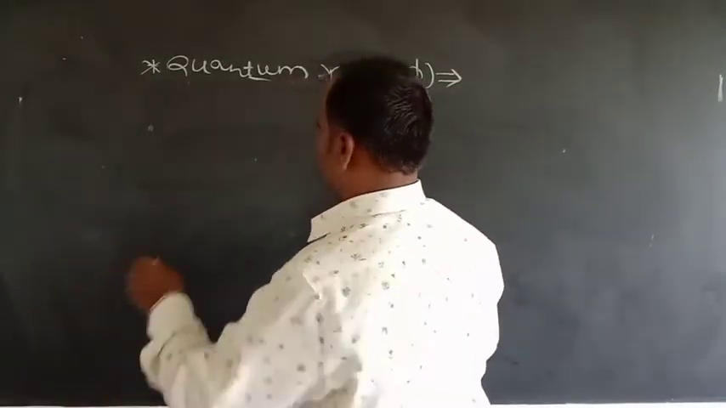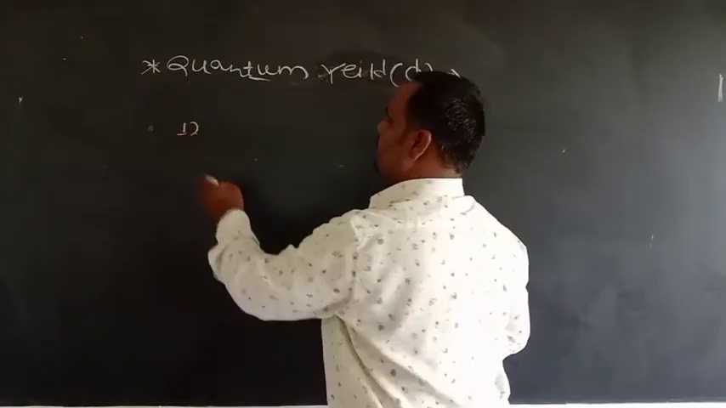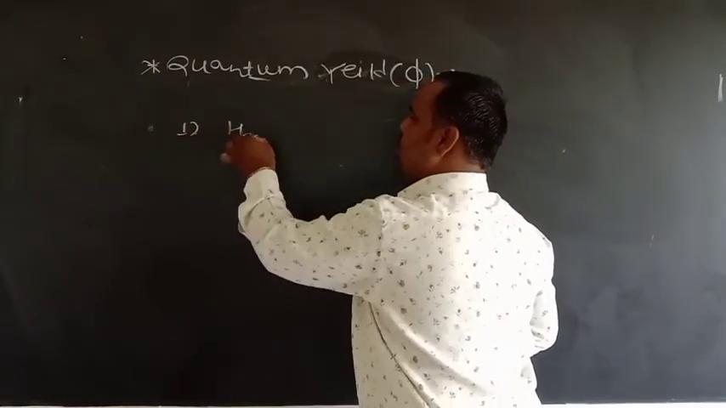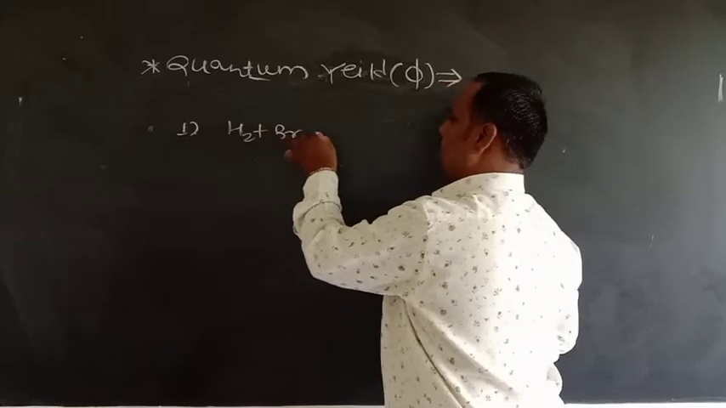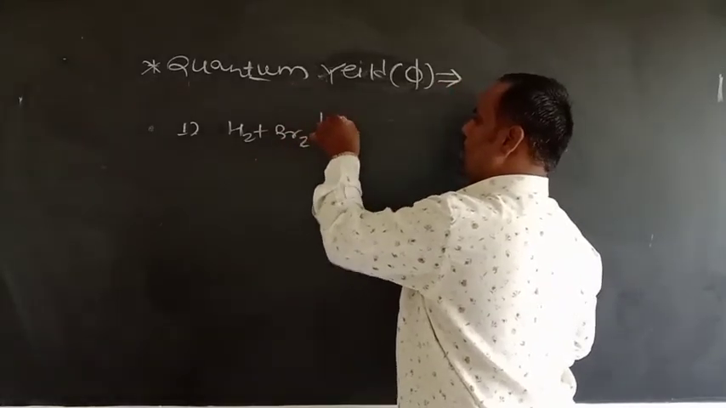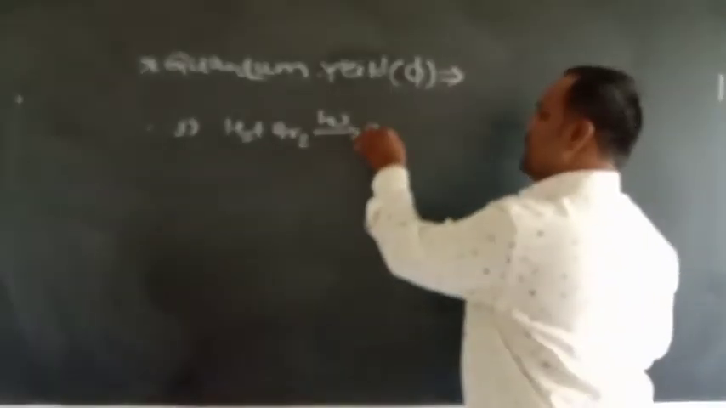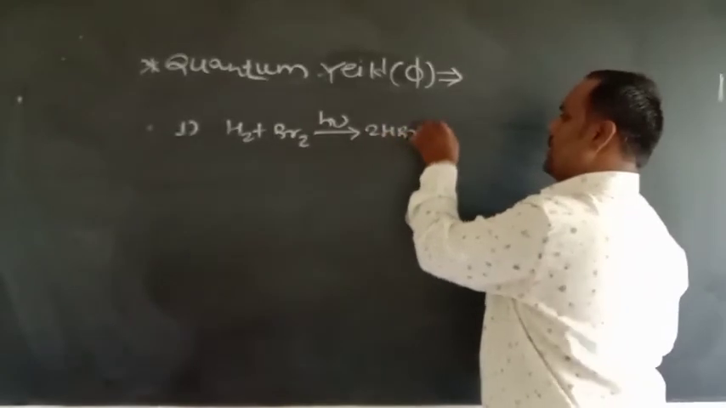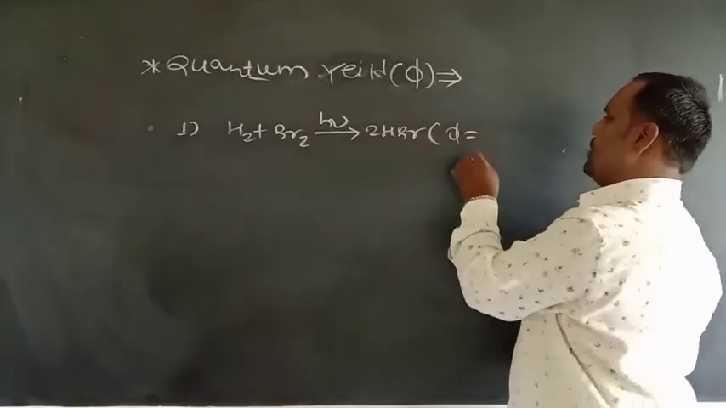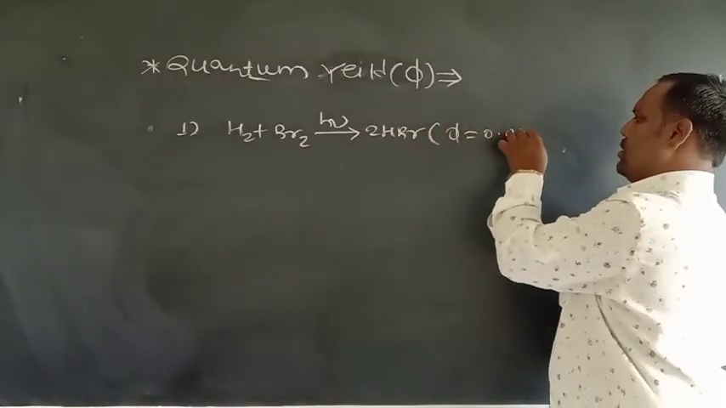Examples for this low quantum yield. First example, that is the reaction between H2 plus Br2 in presence of light radiation to give 2HBr, its quantum yield phi is equal to 0.01.